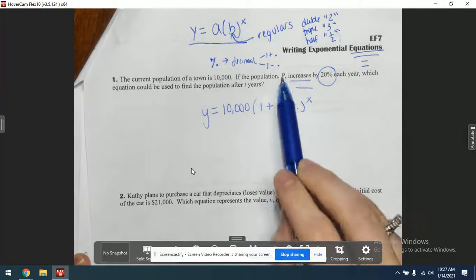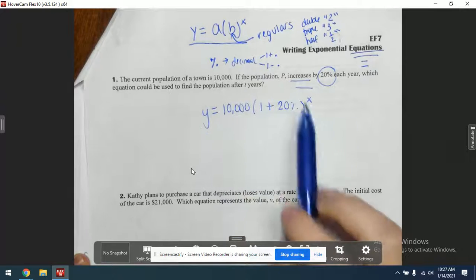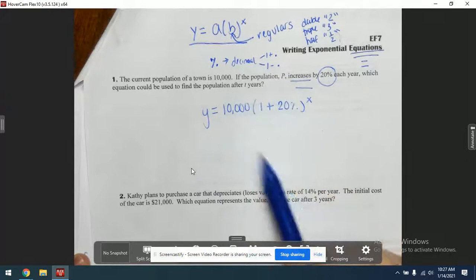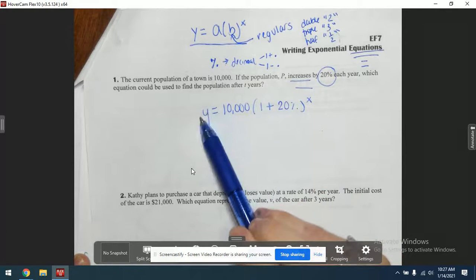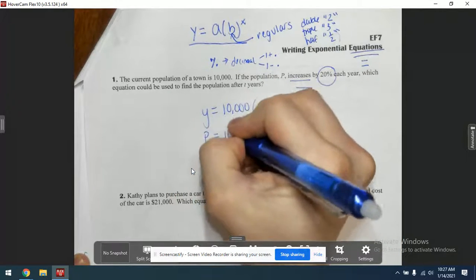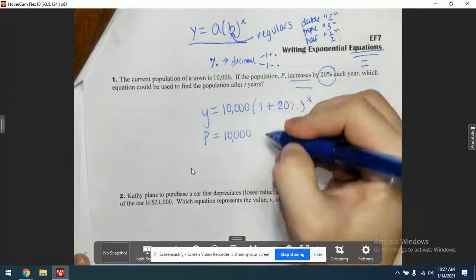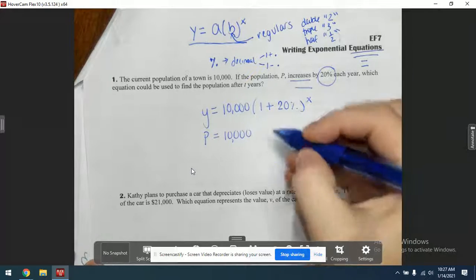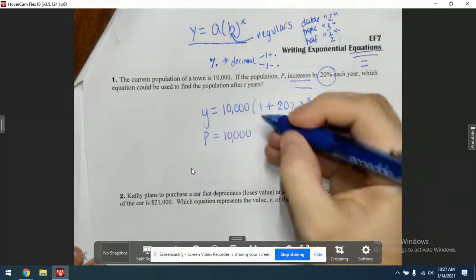Now, of course, we have to exchange the y and x for their variables, which are p and t. So the total population, y equals, so p equals 10,000, comma or no comma, doesn't matter. But in Delta, it does matter how you type it. But don't worry, Miss Martin will give you credit.